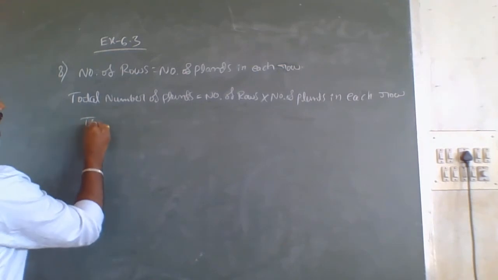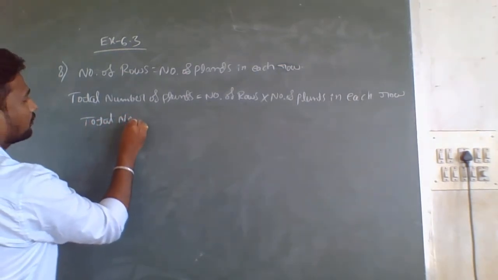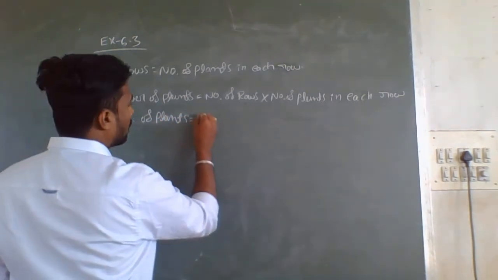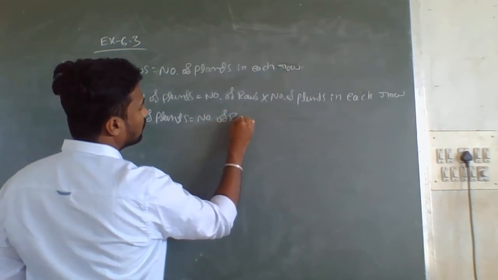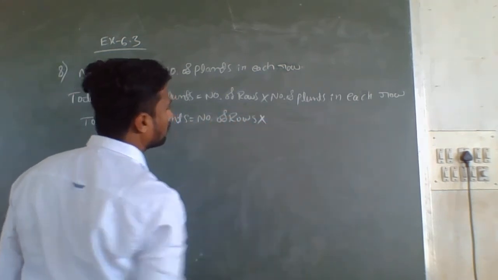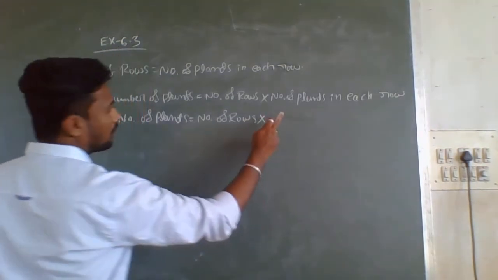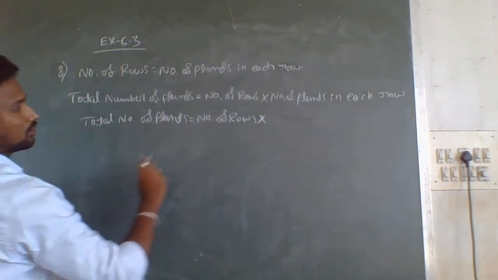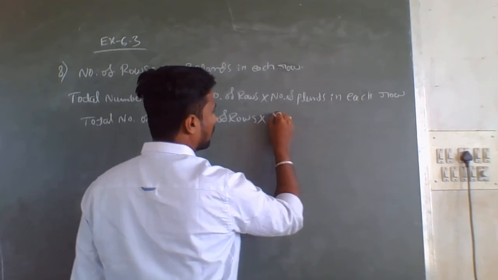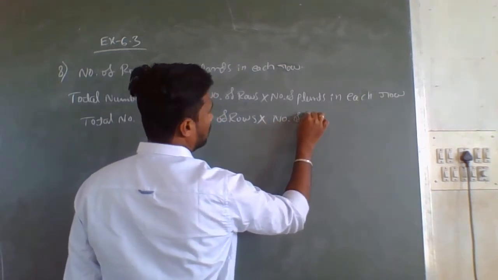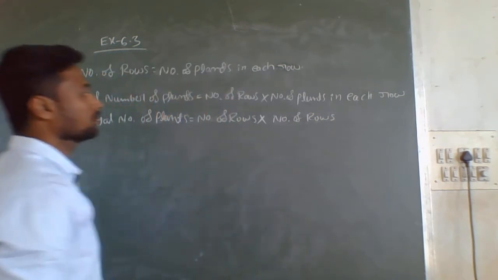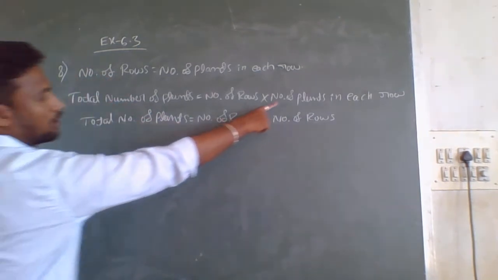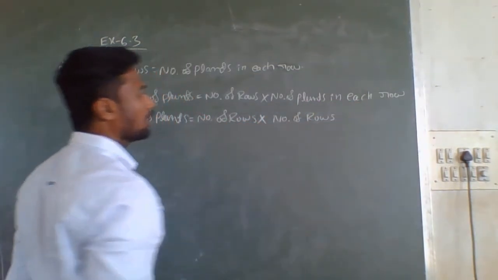So by this we can write that the total number of plants equals the number of rows into the number of plants in each row. Since the number of plants in each row equals the number of rows, in the place of the number of plants in each row, I can write the number of rows.